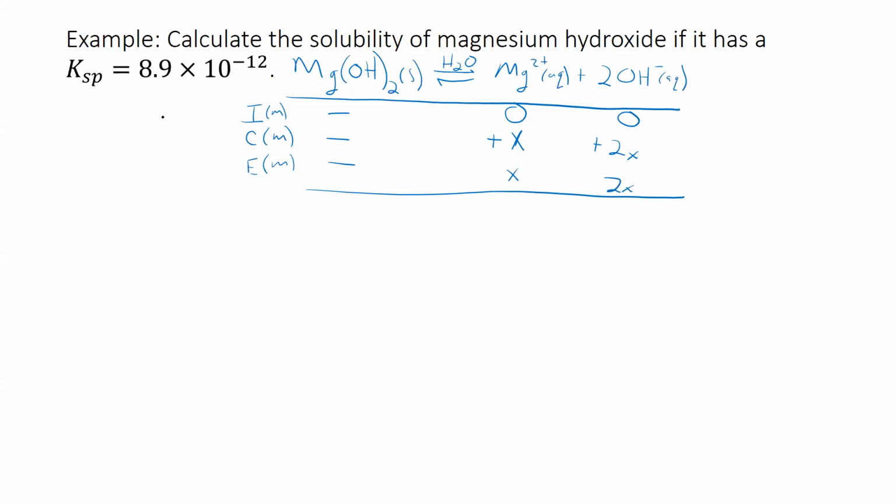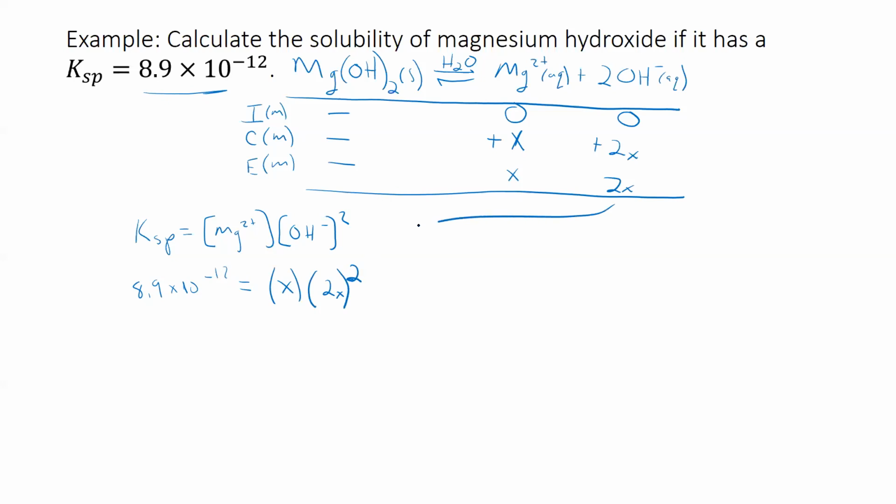But now we have our equilibrium constant to work with, and so we need our equilibrium constant expression. Ksp is equal to the concentration of magnesium 2+ times the concentration of hydroxide squared, okay? And then we just plug in our values. So 8.9 times 10 to the minus 12 is equal to X times (2X) squared, right? Because we're just taking that 2X from there and plugging it into there.